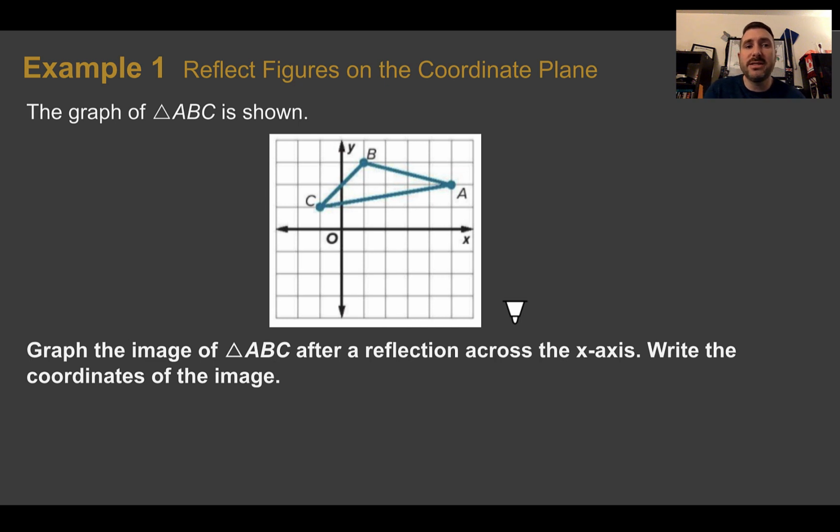Example 1, reflect figures on the coordinate plane. The graph of triangle ABC is shown. Graph the image of triangle ABC after a reflection across the x-axis. Write the coordinates of the image. So here's our x-axis. We want to reflect it across that line.